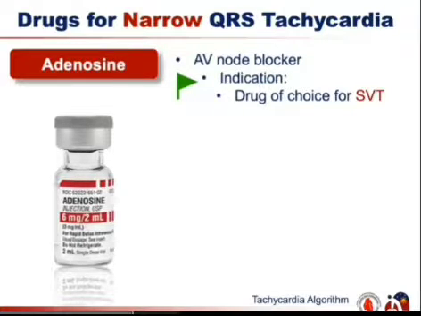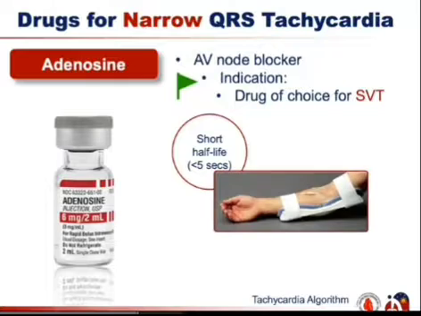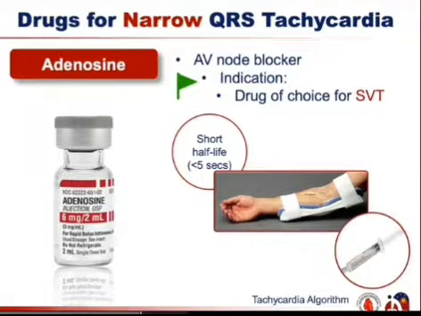The first drug that we will discuss is adenosine. Adenosine works as an AV nodal blocking agent and is the drug of choice for SVT. Adenosine has a short half-life of less than 5 seconds. Thus, it is important to place an IV access in the antecubital area for ease of administration, followed by a 20 ml saline push. Do not forget to raise the patient's arm to hasten the delivery of the drug.